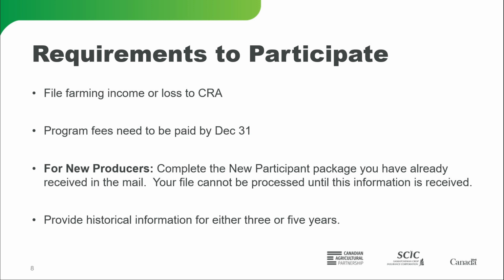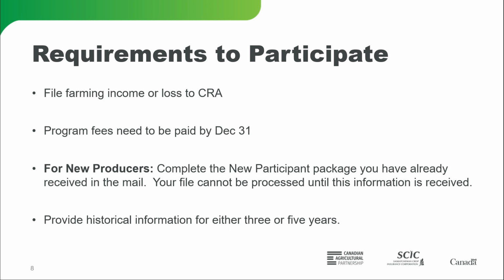And for new producers, you can complete a new participant package that you've already received in the mail. So anyone who signed up as a new participant in 2022 would have been sent that new participant package. You would have already received it in the mail. And if you can't find your package, please contact the AgriStability call center and we can get one sent out to you, or even your local SCIC office as well.